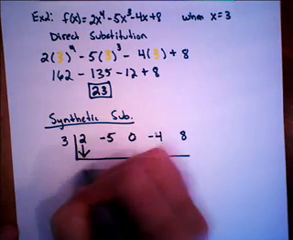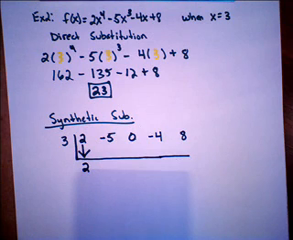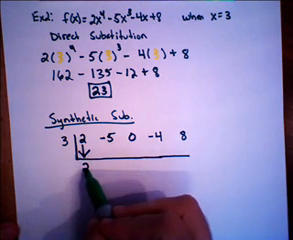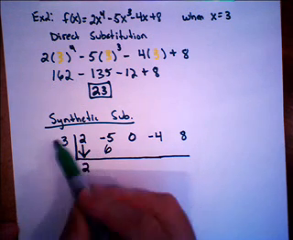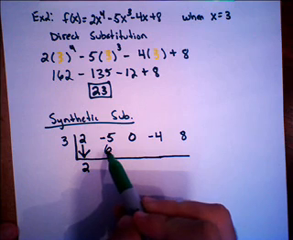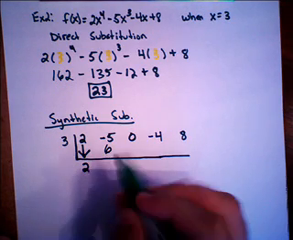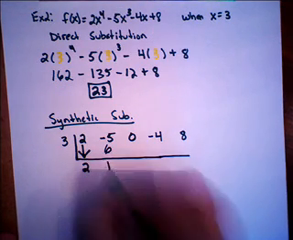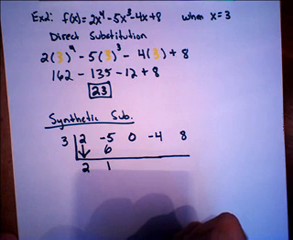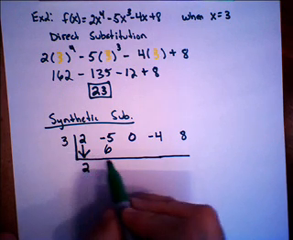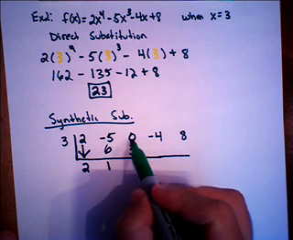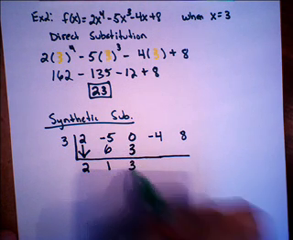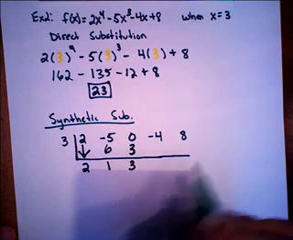Okay? So from here, the steps are pretty simple. Always bring down your first term. And then there's a pattern. 3 times 2 is 6. It goes here. Then you add negative 5 plus 6 is 1. You do the same thing. 3 times 1 is 3. 0 plus 3 is 3. It's that same pattern all the way till you get to the end.